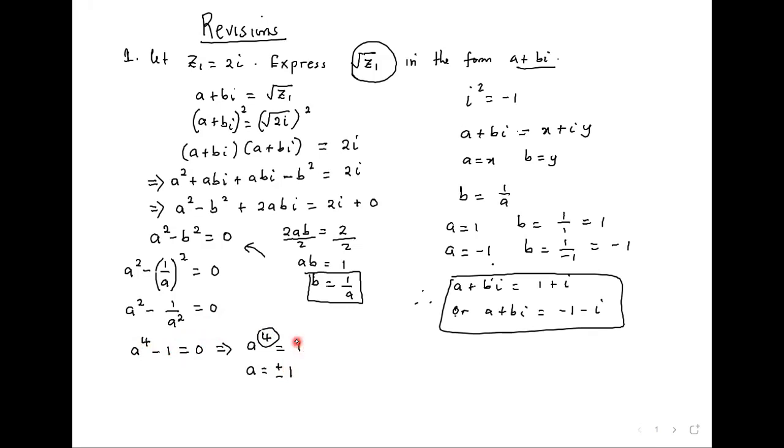And so we get these two and go back to B. This B is 1 over A. So when A is positive 1, B is going to be positive 1 also. When A is negative 1, B is going to be negative 1 also. So we have A plus BI equal to 1 plus I, and A plus BI equal to negative 1 minus I, because the I is being multiplied by the 1. All right, thank you.